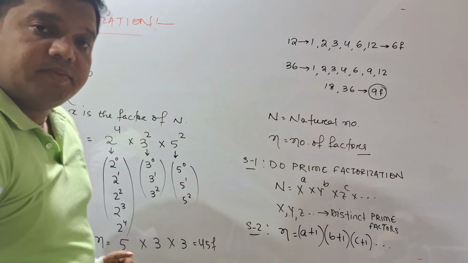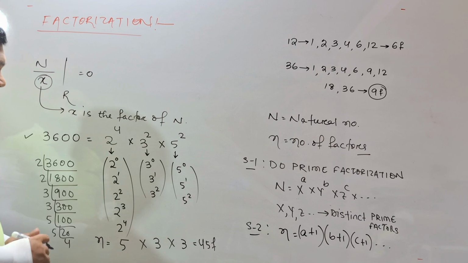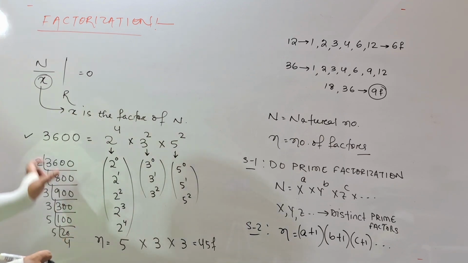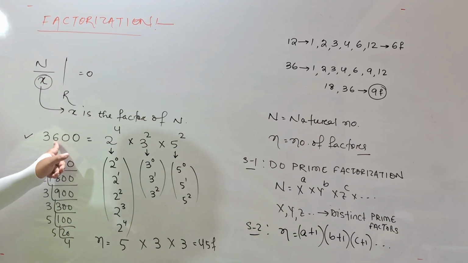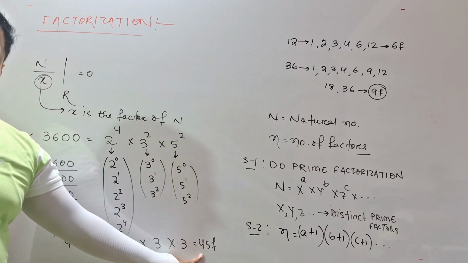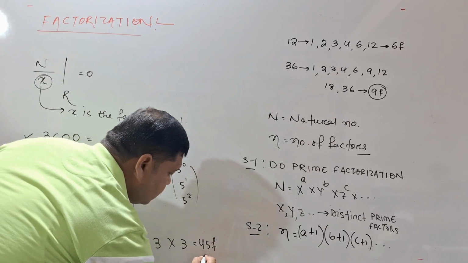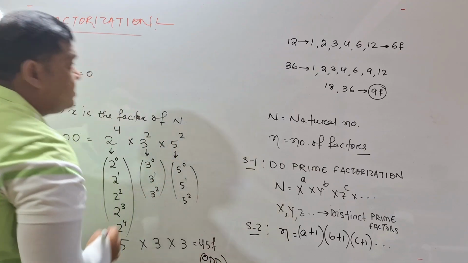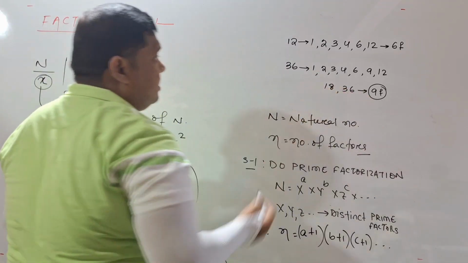This is the formula to remember how to find number of factors. Now the question is for 3600. Look, this is a perfect square number. A perfect square number always has an odd number of factors. This is an odd value. This is an odd value. Similarly for 36 also I will get a 9.